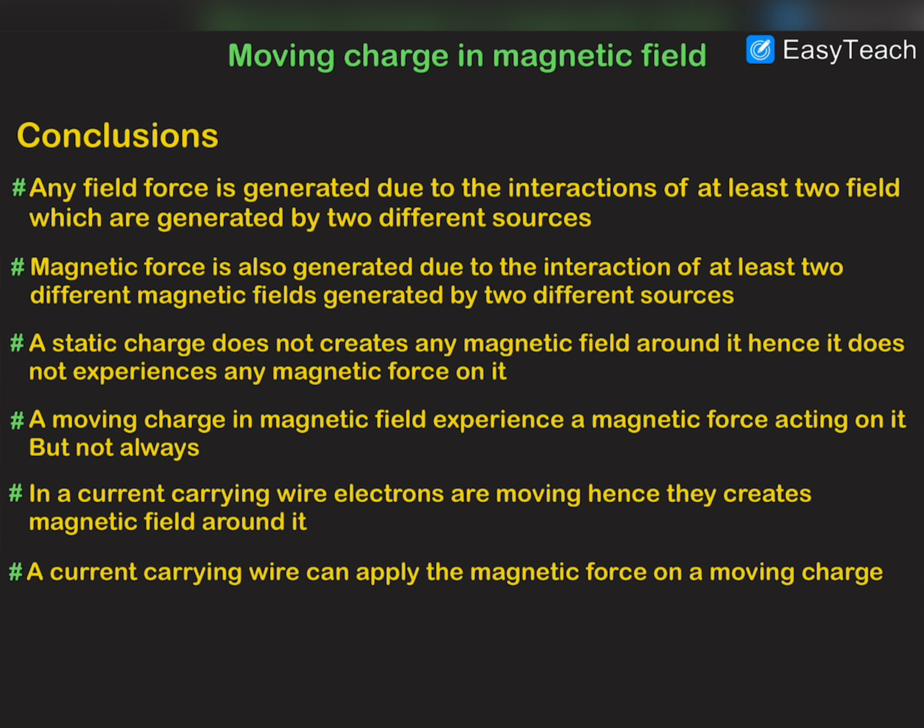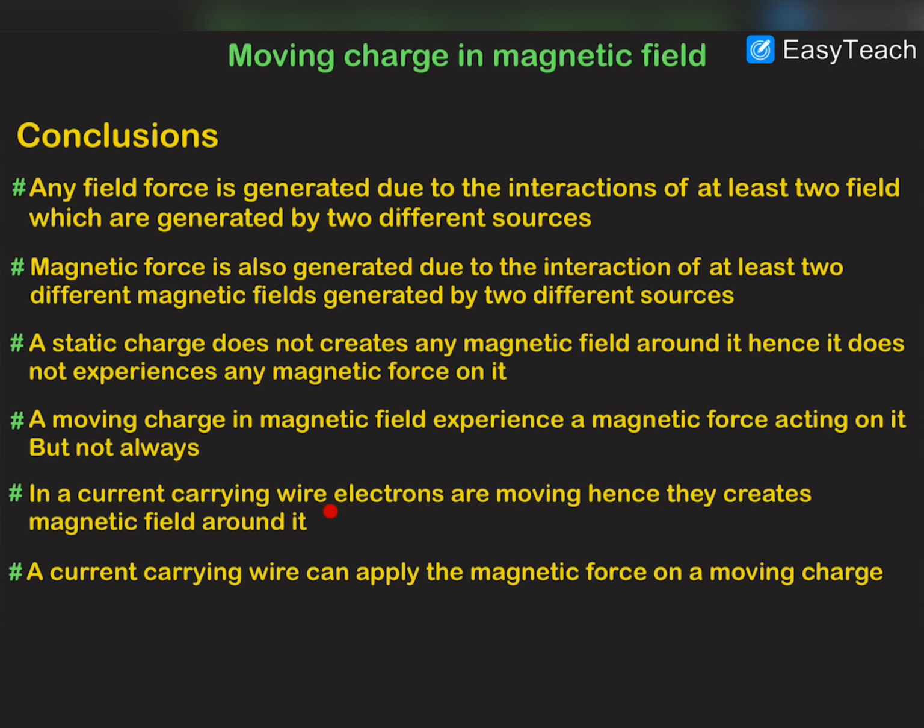But a moving charge in a magnetic field can experience a magnetic force acting on it, but not always. Obviously, a moving charge can experience the magnetic force acting on it because there are two magnetic fields, one created by that charge, and the other field is the external field. But this is not the case always, because in some cases, which I would be discussing in the further part of this video, a moving charge also does not experience any magnetic force.